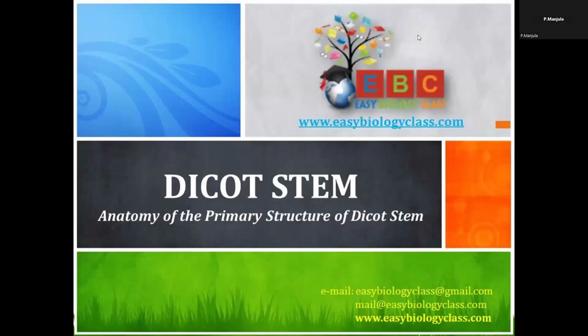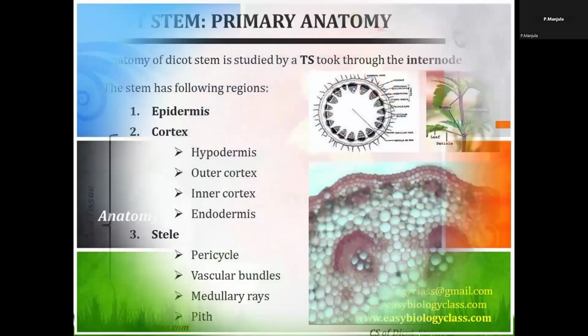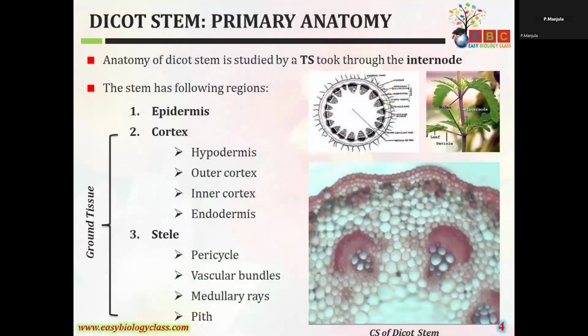It is the internal structure of dicot and monocot stem. The first one is the dicot stem. Generally, the internal structure of the dicot stem contains outer epidermis, cortex, and stele regions. The typical example for the dicot stem is Helianthus, that is, the sunflower stem.